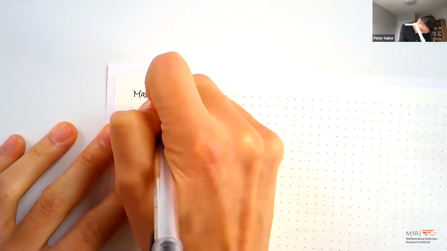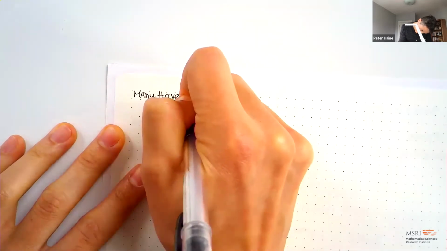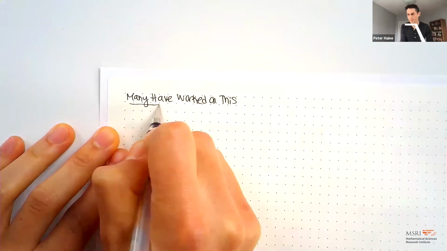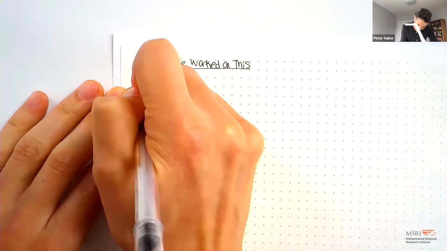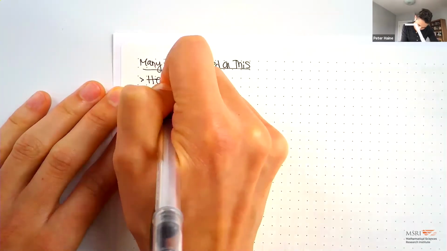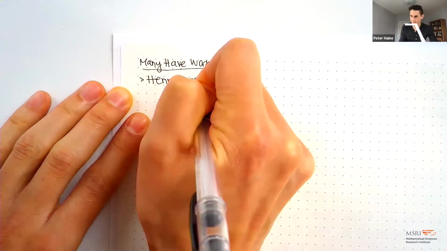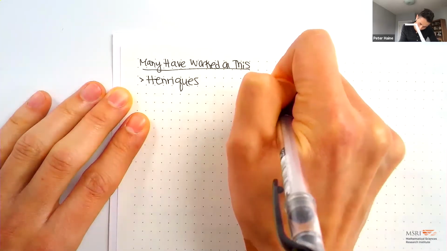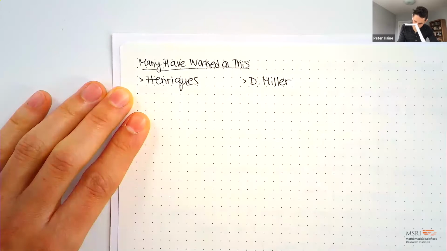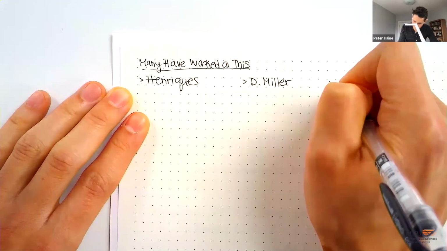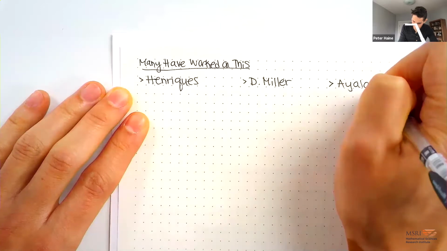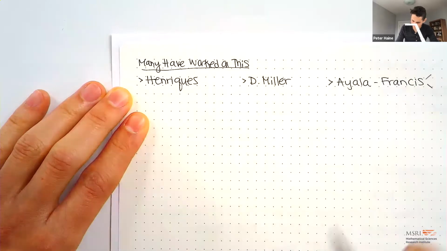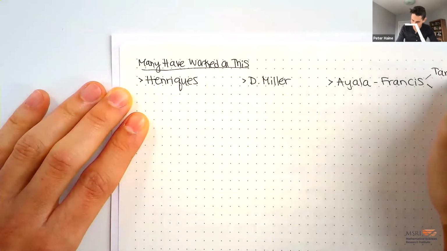So many have worked on this. Probably a pretty early one was Andre Haefliger. Another person who did some work on this was David Miller, working just in the homotopy category. There's a lot of work on this by Ayala and Francis. And then now there are two other people, Hiro Tanaka and Nick Rosenblum.